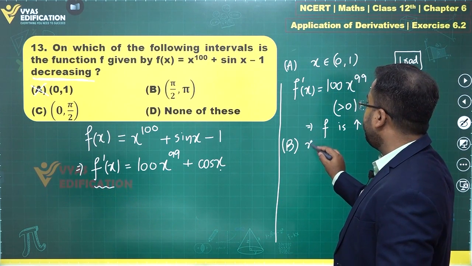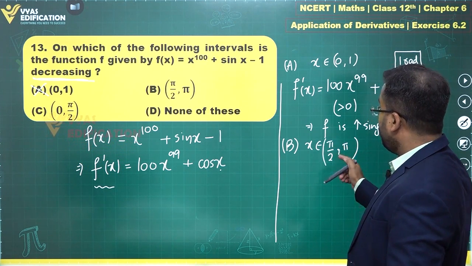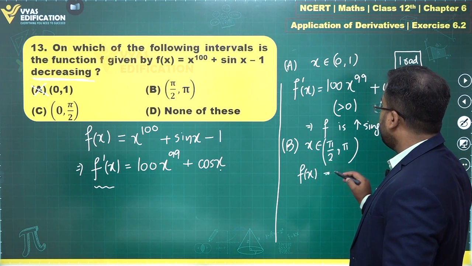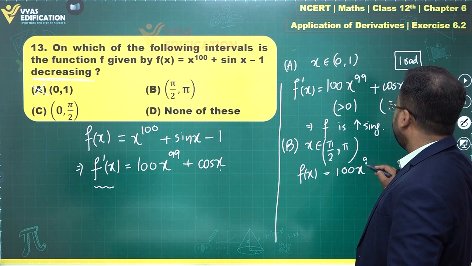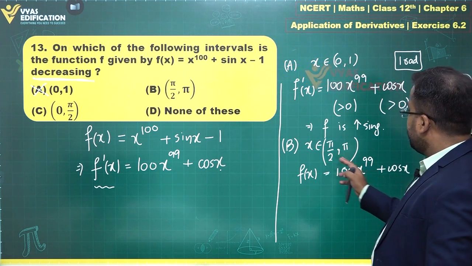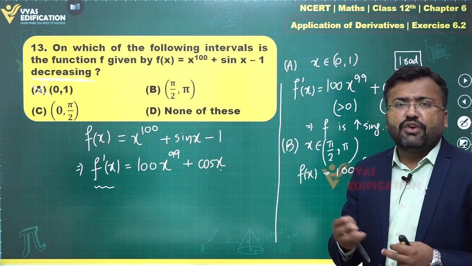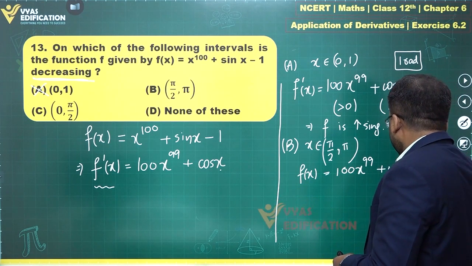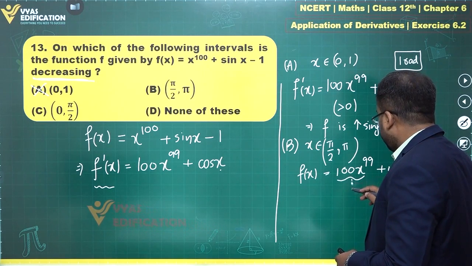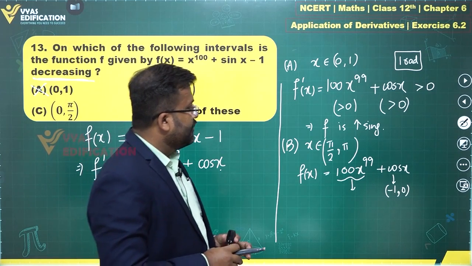In option B, we have x belongs to pi by 2 comma pi, so now we are talking about the second quadrant. And f prime x is equal to 100 times x power 99 plus cos x. Cos x in the second quadrant lies from minus 1 to 0. That's one thing. What about the other value? If you take a look at 100 times x power 99, what will this value be?